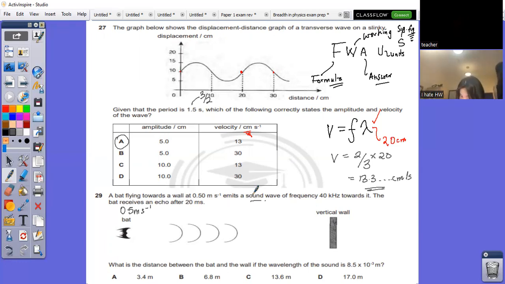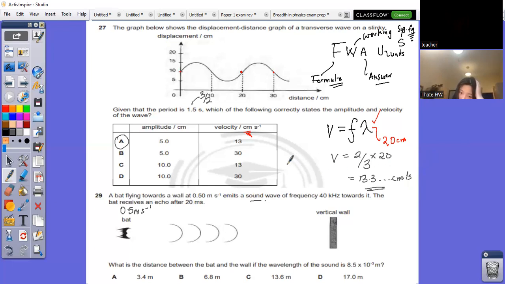Is it 0.0005? That's not on the answer options here. Is it D? Yeah. Not quite D on this one.